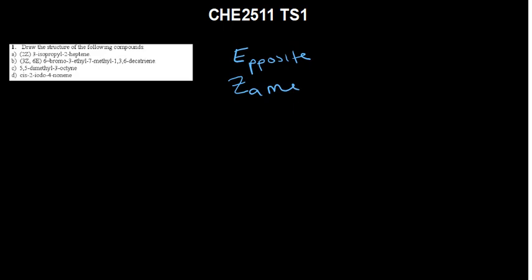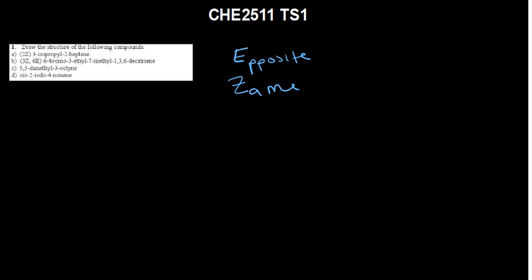And how do you assign priority? Priority is assigned by simply following the CIP rules, the Cahn-Ingold-Prelog rules, the same rules that we use for assigning R and S. So we try to look over these compounds that have been given and try to draw them based on what has been given.